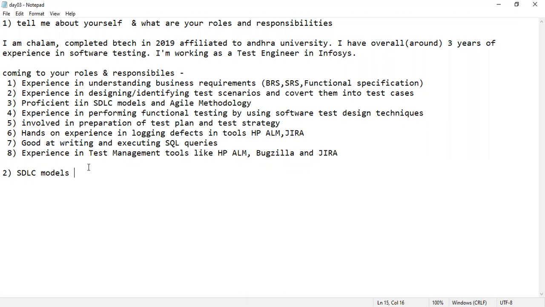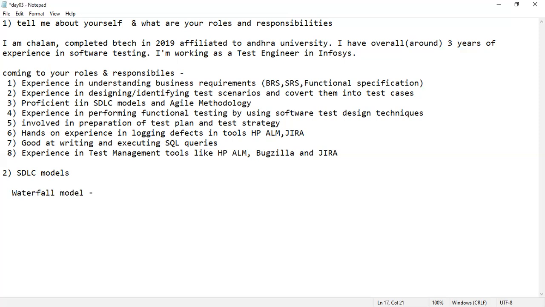Okay. So what are the phases available in SDLC? Requirement gathering and analysis, design, coding, testing, deployment, and maintenance. Okay. These all are the stages in the SDLC model. So today we will discuss one of the SDLC models, that is the waterfall model. Still, organizations are following this model.